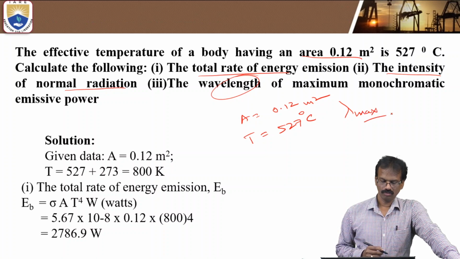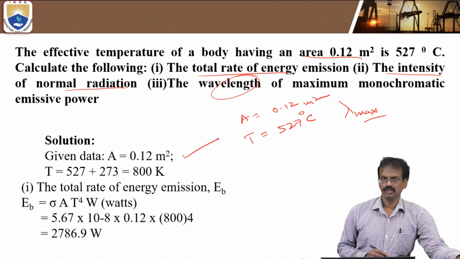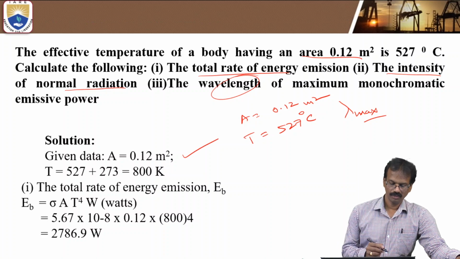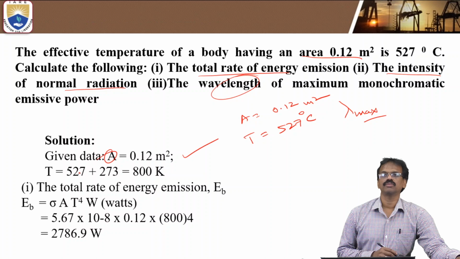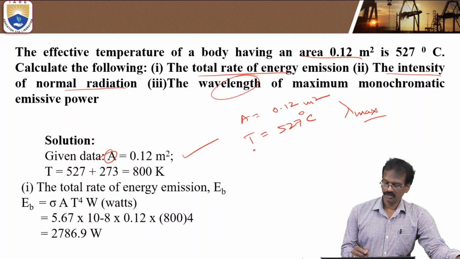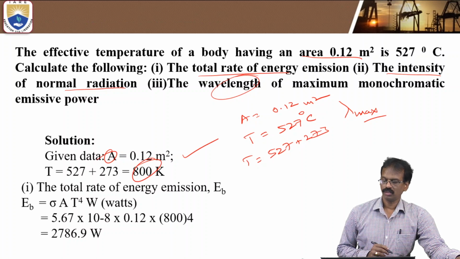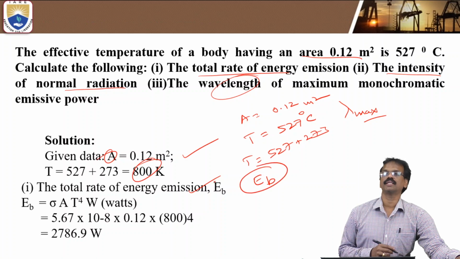In this numerical, the area is given as 0.12 meter square, and the temperature is 527 degrees Celsius. It should be converted into Kelvin: 527 plus 273, so that is 800 Kelvin. First of all, we'll see the total rate of energy emission, that is, the total emitting energy.